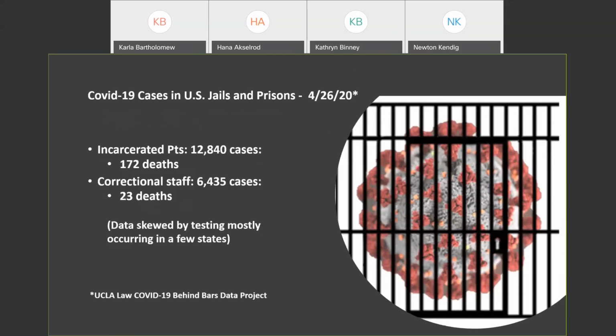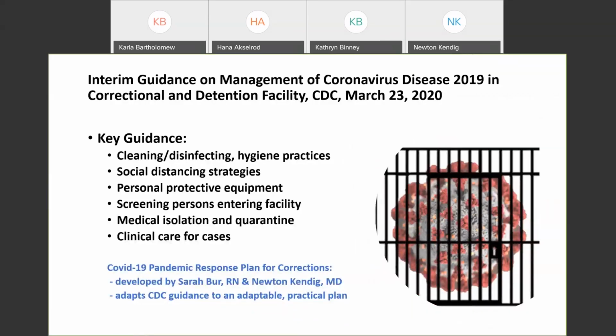correctional officer. And if you look at national data out of UCLA, you can see 12,000 cases and 172 deaths for incarcerated patients, and for correctional staff 6,000 cases and 23 deaths. Those deaths of correctional staff have been frontline officers. It's been a warden in Louisiana, a medical director, and a nurse. So really a wide range of correctional staff across multiple departments within a correctional institution.